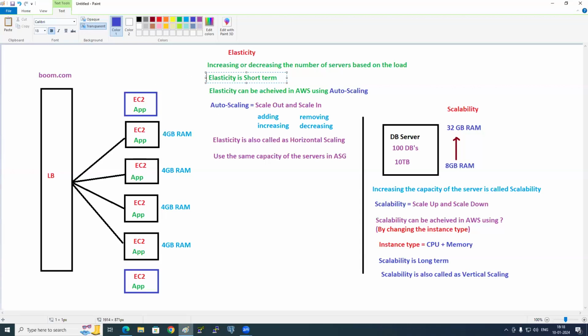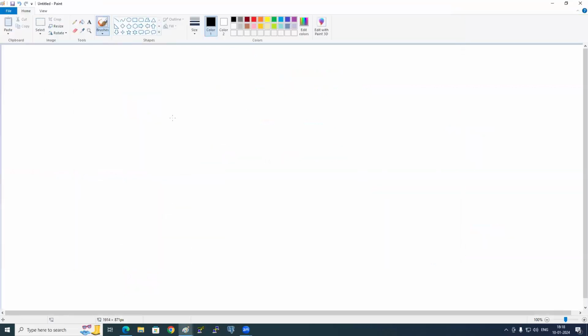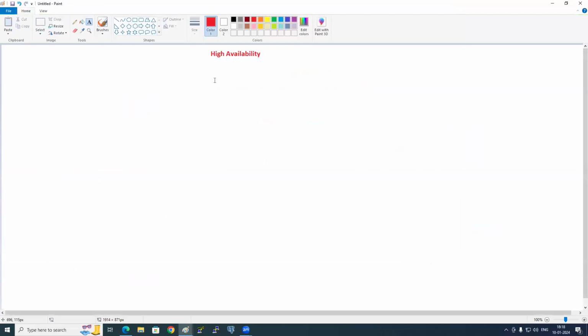Super. Very nice. So now let's move to the next T, which is very, very important: high availability. You clearly understood what is elasticity and scalability. So now let's talk about high availability. We will give time for that, don't worry.